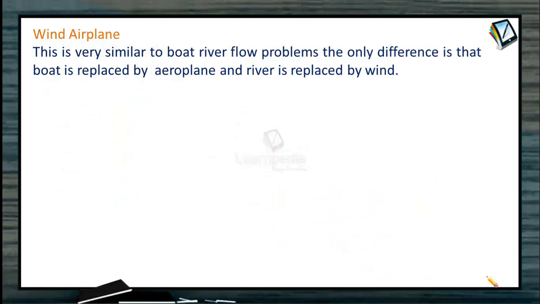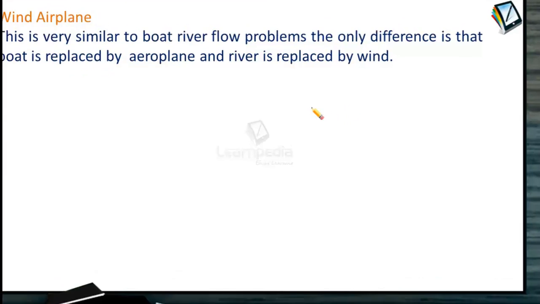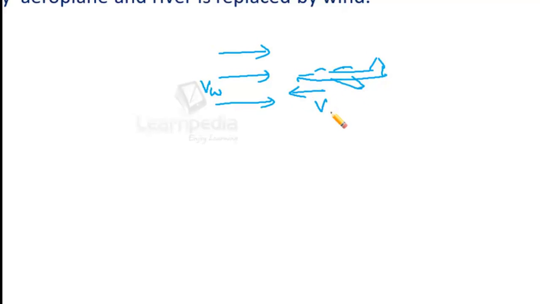Now we will also see wind and airplane. This is very similar to boat river problems. The only difference is that the boat is replaced by an aeroplane and the river is replaced by wind. So let us consider the wind is blowing from left to right. The velocity of the wind is VW. Now there is an aeroplane in this wind. It is moving, let us say, in the opposite direction. The velocity of the aeroplane is VA.